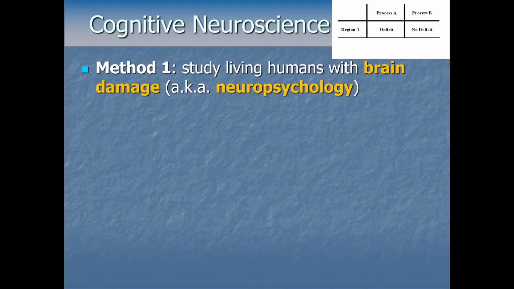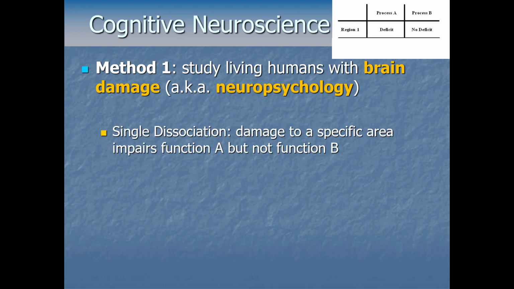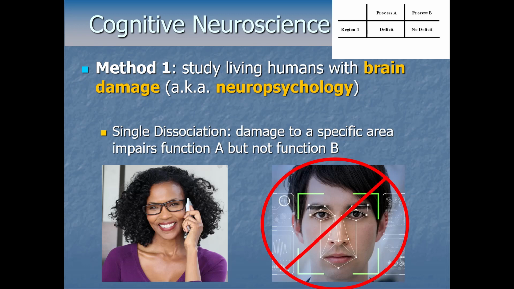For producing language. What we've got here is a type of evidence we'll call a single dissociation. Damage to a specific area impairs one specific function, A, but not some other function, B, that might be closely related. So another example might be a patient who can identify friends.